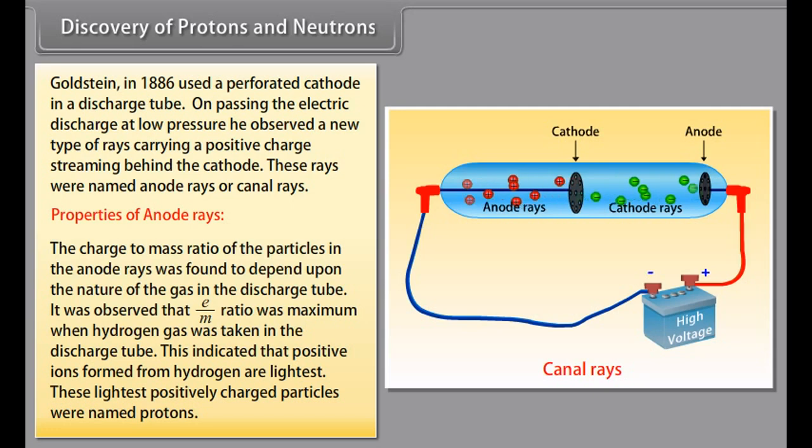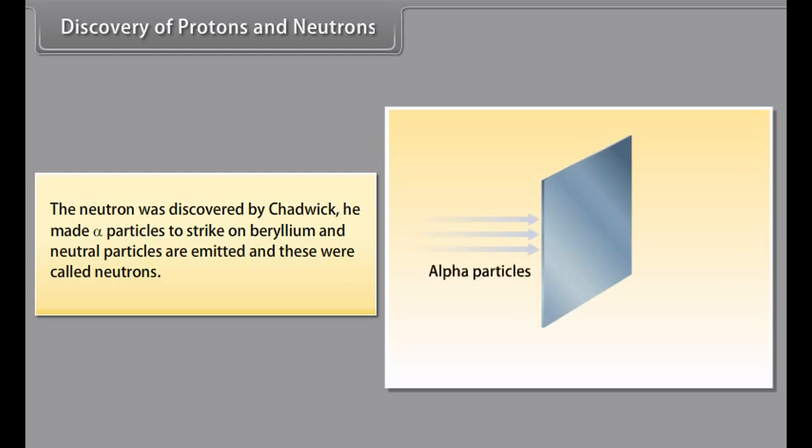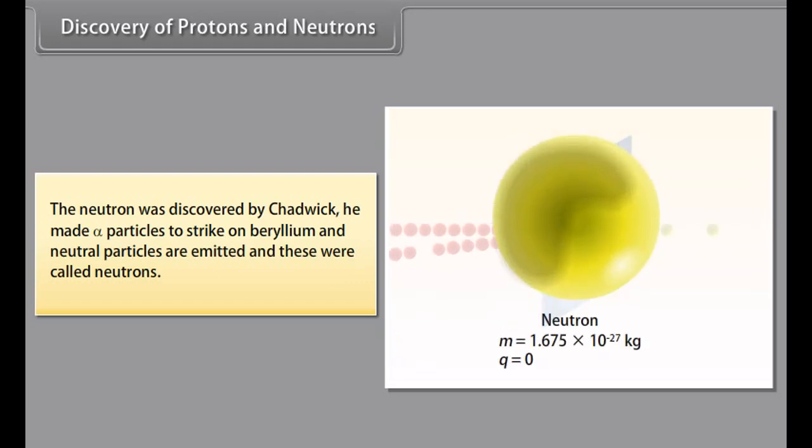It was observed that the e/m ratio was maximum when hydrogen gas was taken in the discharge tube. This indicated that the positive ions formed from hydrogen are lightest. These lightest positively charged particles were named protons. The neutron was discovered by Chadwick. He made alpha particles strike beryllium, and neutral particles were emitted, and these were called neutrons. Atomic models. Thomson model of atom.